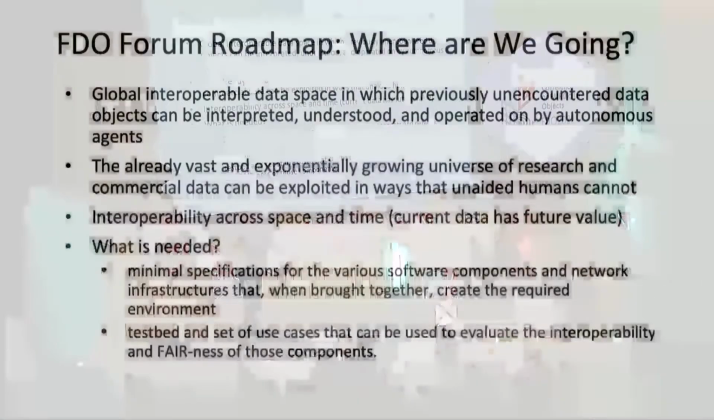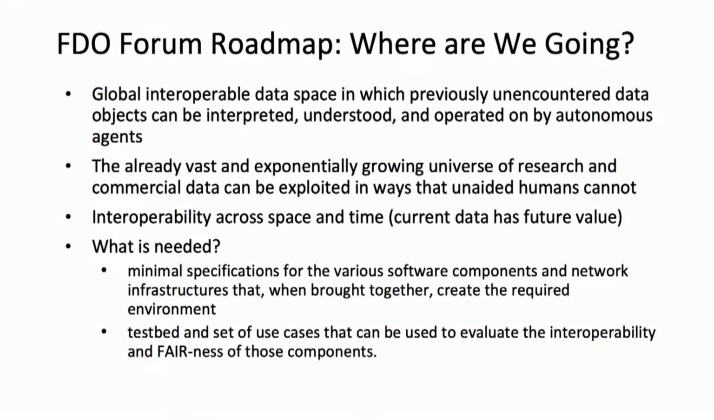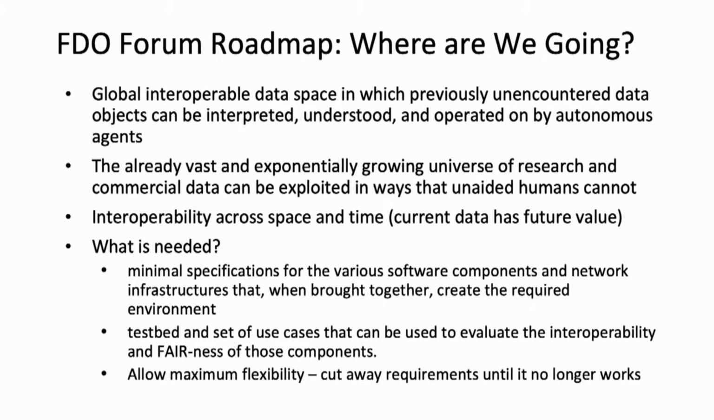So what do we need? What is needed? Minimal specifications for various software components and network infrastructures that when brought together create the required environment. We need an infrastructure to do this. We need a test bed and a set of use cases that can be used to evaluate the interoperability and fairness of those components. We absolutely need to, this is not philosophy, this is engineering. We need stuff that works, even though we need to do it at a level that's almost hard to imagine. But in the end, it's engineering. And the final point, we need maximum flexibility.